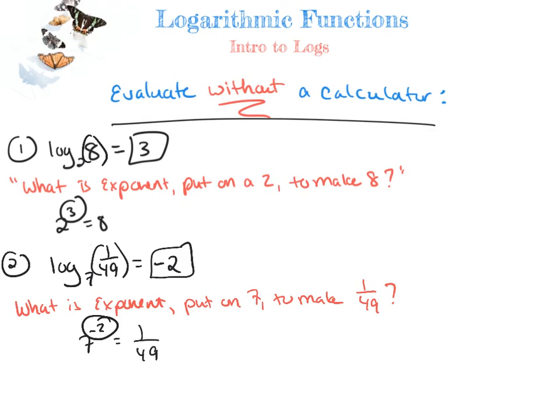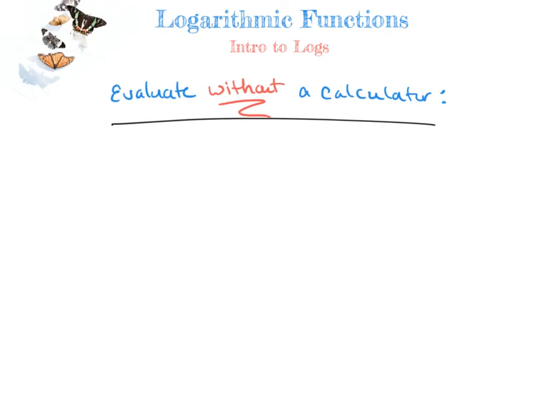Okay, let's do a couple more. Once you get the hang of these, you should be able to do them pretty quickly. So let's do log base 3 of 9. I'm not going to write out what I did before in red. What is the log or what is the exponent we put on a 3 to turn it into a 9? Well, 3 to the 2 power is equal to 9.